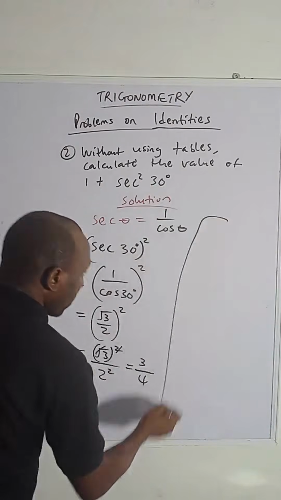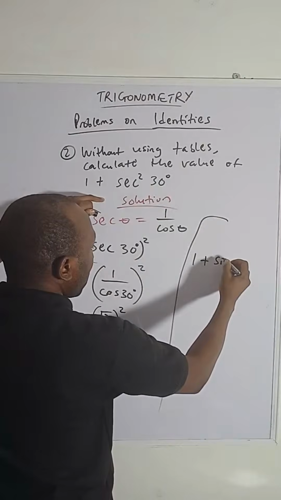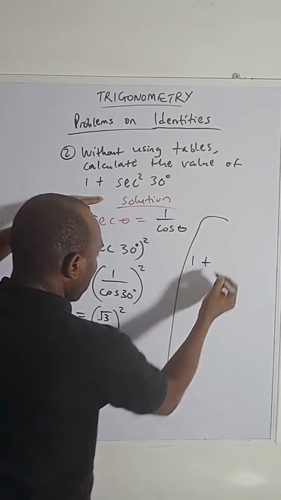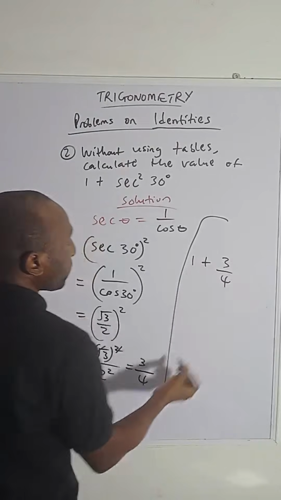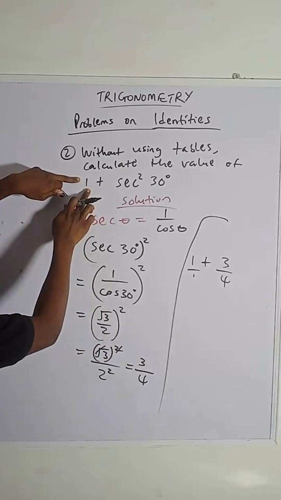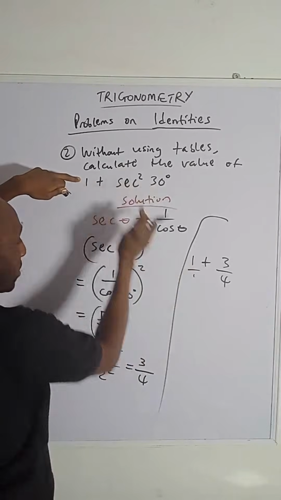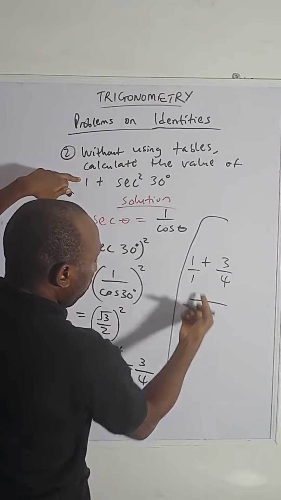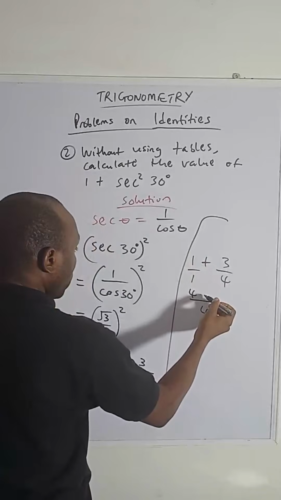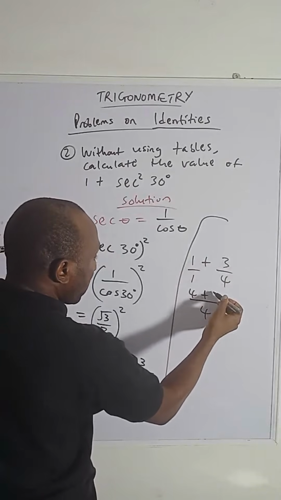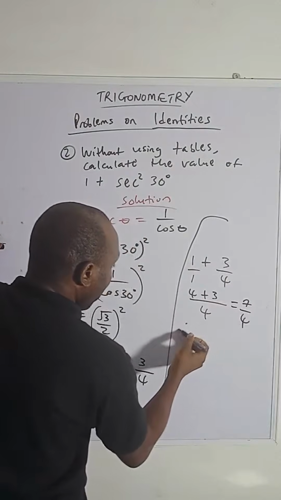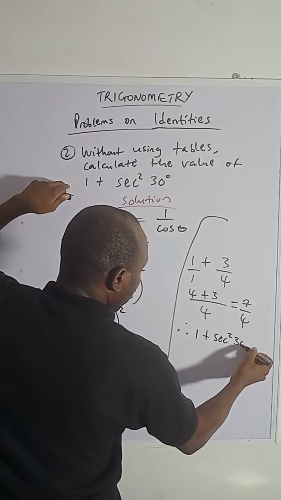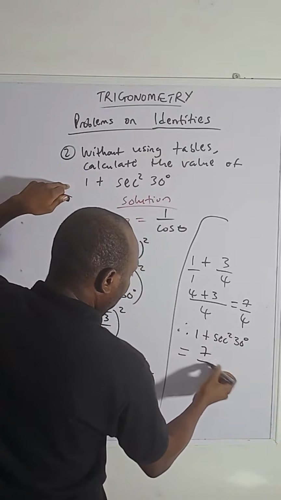But we need to get 1 plus sec squared 30 degrees, so 1 plus 3 over 4. The 1 here is from the question. I'm writing 1 here to get the final answer. The LCM is 4. 4 into 4 is 1, 1 times 3 is 3. So you have 7 over 4. Therefore, 1 plus sec squared 30 degrees is equal to 7 over 4.